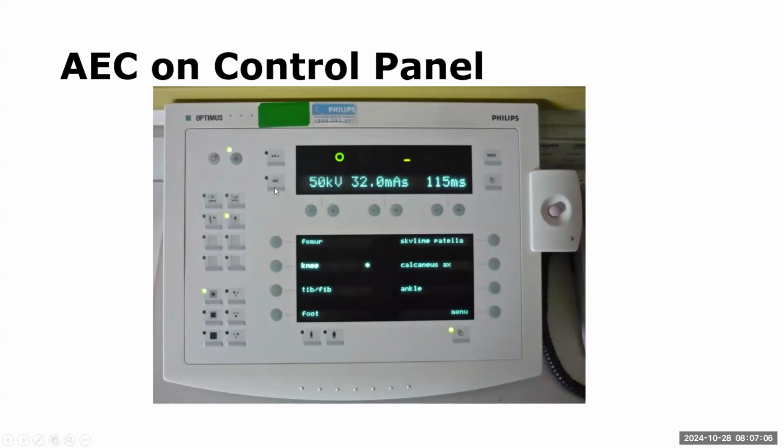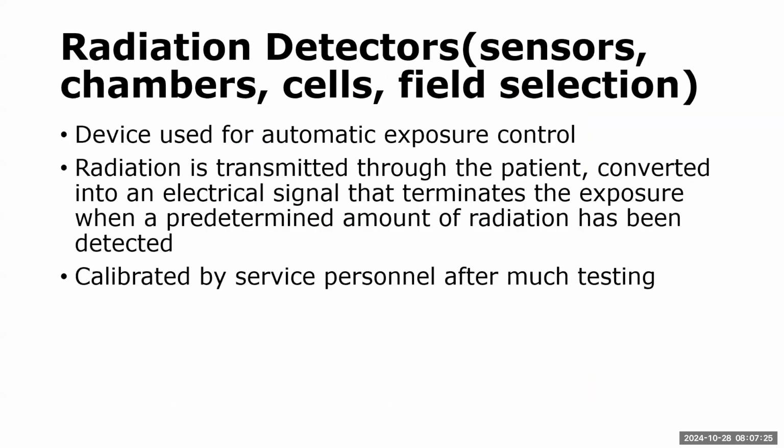Right now on this control panel, the AEC is off because what method of exposure, can y'all see that? What method of exposure is this that's activated or on right now? Tabletop. And so we're going to see we cannot use AEC on tabletop, right? There's no possible way because the radiation detectors or sensors or chambers or cells or field selections, all of those are talking about the same thing. It's talking about those sensors that are built into the table or the upright vertical bucket.